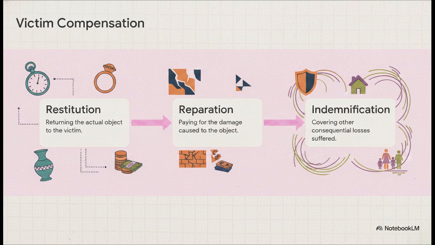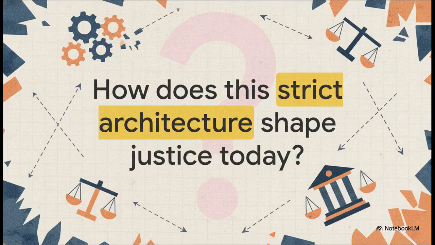And compensating the victim follows a very strict 1-2-3 process. Step 1 is restitution, physically returning the stolen item if at all possible. Step 2 is reparation, paying to fix any damage done to that property. And finally, Step 3 is indemnification, which is covering any other consequential ripple effect losses suffered by the victim or their family.